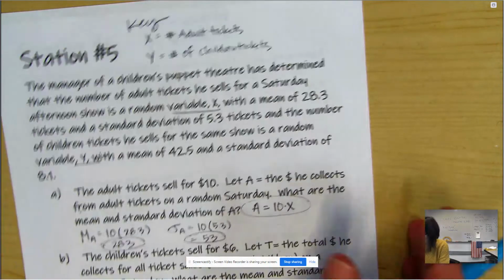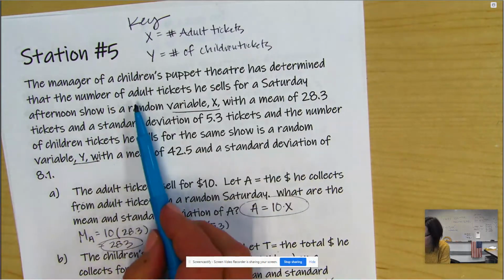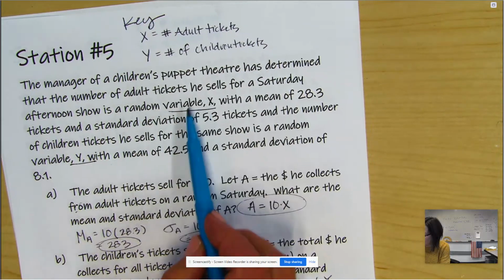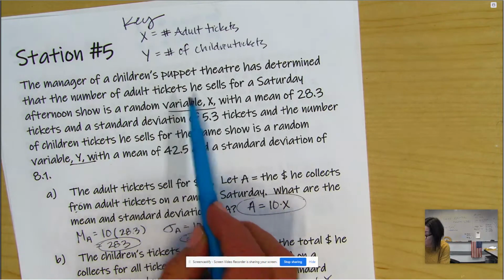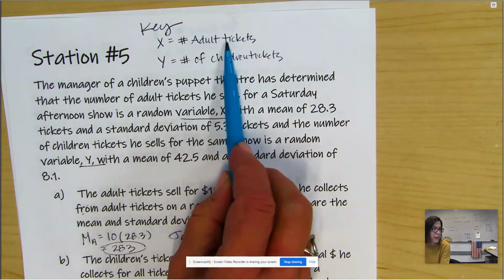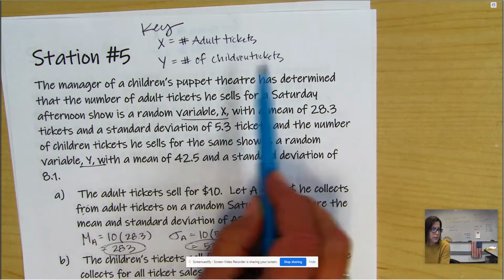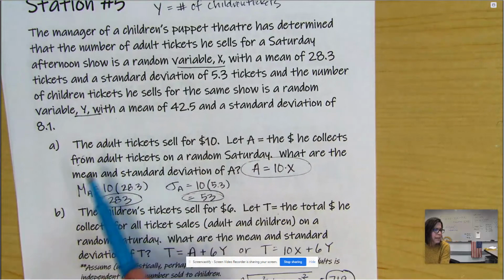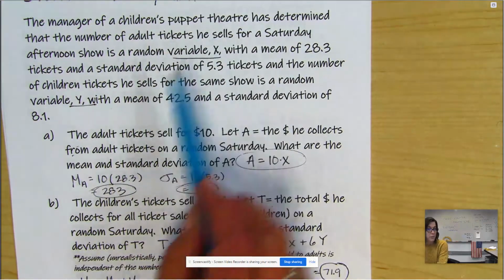Okay. The manager of a children's puppet theater has determined adult tickets. He's going to call that variable X. The number of adult tickets he sells is variable X. So I just said X is adult tickets. I just wrote it out explicitly. And Y is the number of children tickets. So the first one gives mean and standard deviation of the number.